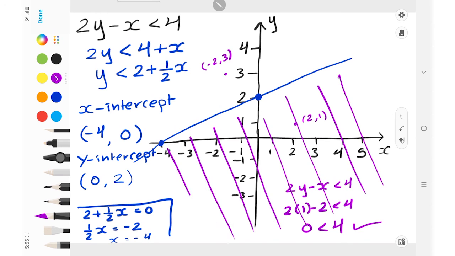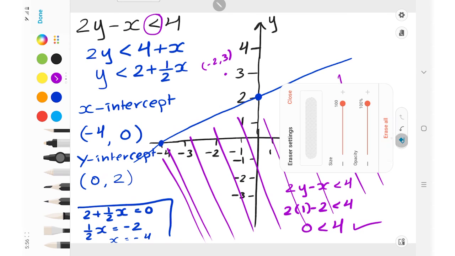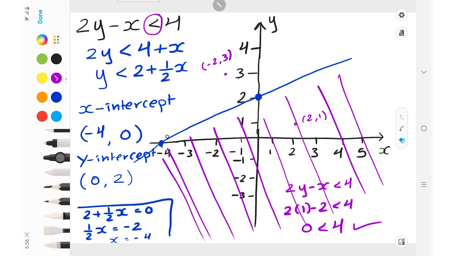We made a small mistake here. There is no equal sign, so my line should be dotted. So I will clear it, because my line should be dotted. You need to be careful about whether the inequality has an equal sign or not, because you can lose marks on simple things. Because I don't have an equal sign, my line will be dotted, and this is the region that I want.